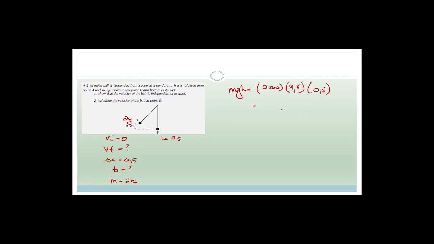So we've got 2 times 9.8 times 0.5. Okay, so that's 9.8. That's 9.8 joules, by the way. Now it says, still trying to show that the velocity of the ball is independent of its mass. So that is its potential energy, right? Its potential energy is mgh, 2 times 9.8 times 0.5, okay? Now, what we need to do is work out its kinetic energy here. So we know the kinetic energy. Let's work out the velocity.